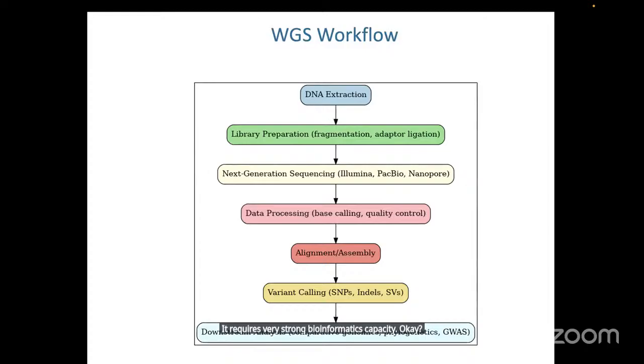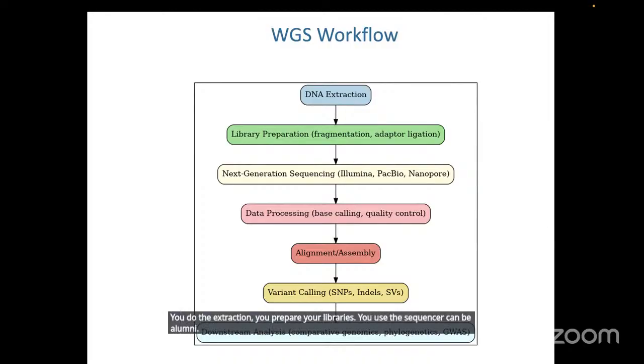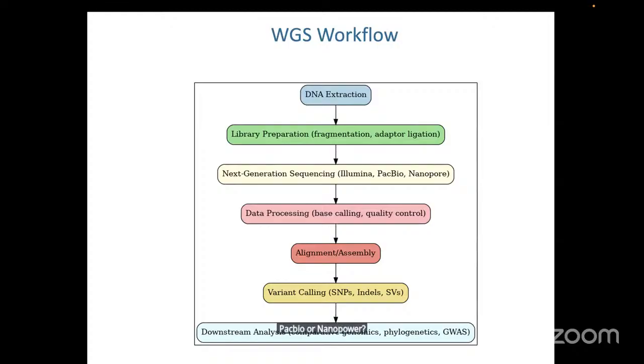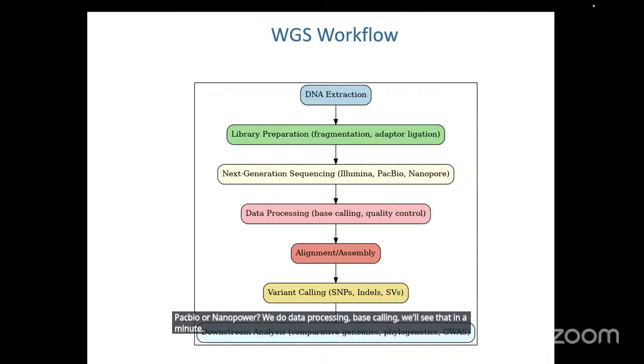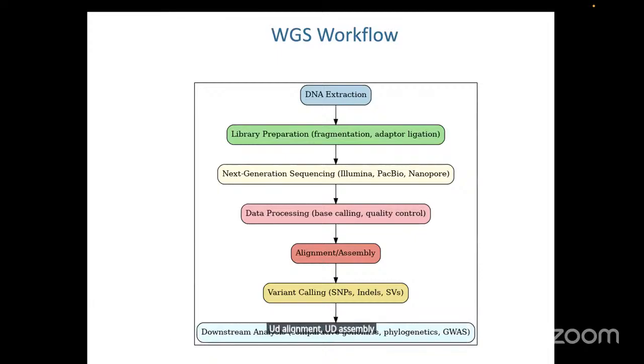So this is the workflow. You get your DNA, you do the extraction, you prepare your libraries, you use the sequencer, which can be Illumina, PacBio, or Nanopore. You do data processing, base calling, we'll see that in a minute. You do your alignment, you do assembly, you can do variant calling, you get your SNPs, and after that, you do your downstream analysis.